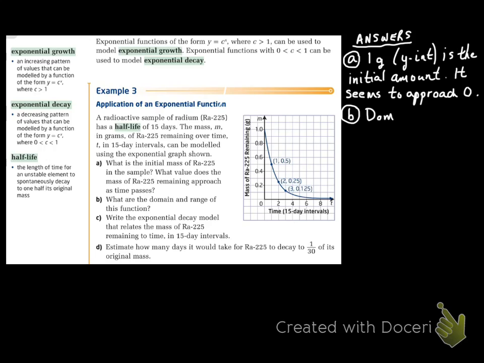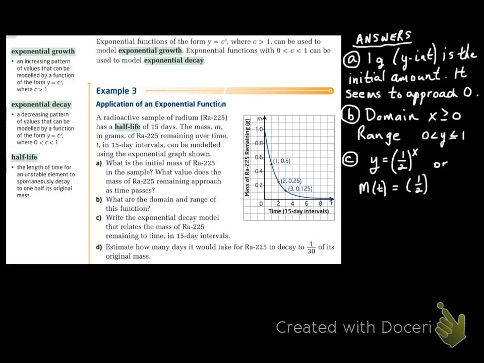B, what are the domain and range of this function? Well, the domain, the x values, tell me that x has to be greater than or equal to 0. And the range, y, is going to be anywhere greater than 0 but less than or equal to 1. And an exponential decay model would be y = (1/2)^x, or m(t) = (1/2)^t.